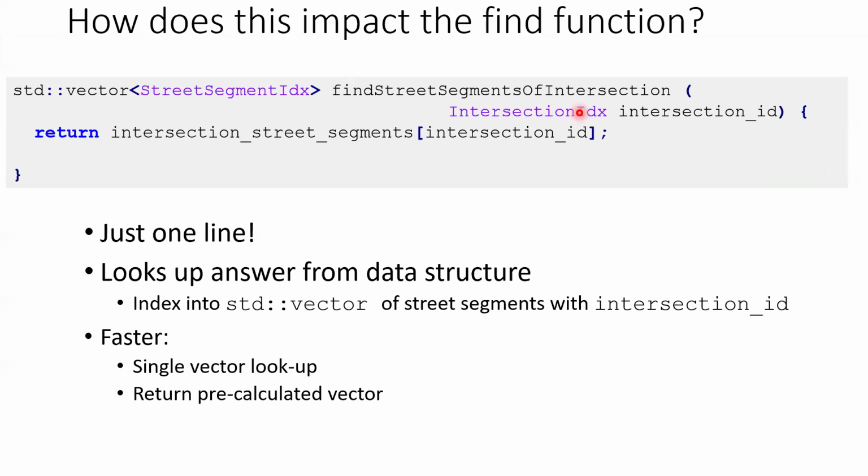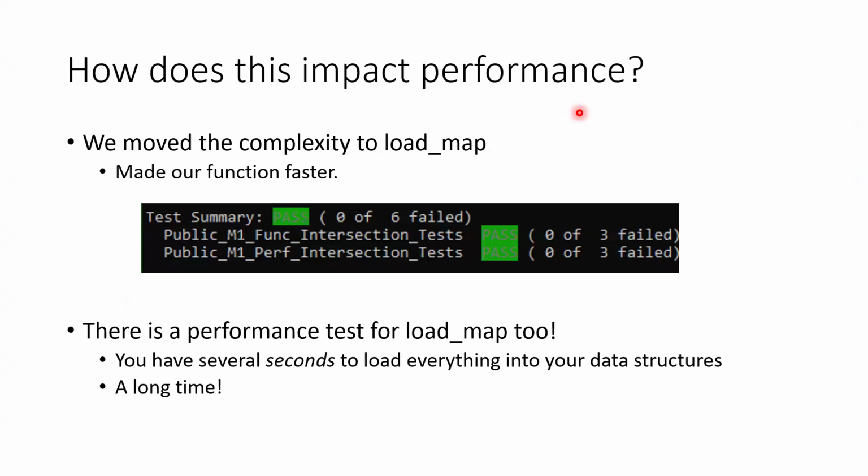And then in the actual find function, it's reduced to just one line: return intersection_street_segments of intersection ID. And this is O(1), a single vector lookup to return the pre-calculated vector. In this case, the performance is brought down to O(1), so we pass the test. And be careful, there is a performance test for load map too. So do not abuse it, but you still have several seconds to load everything.